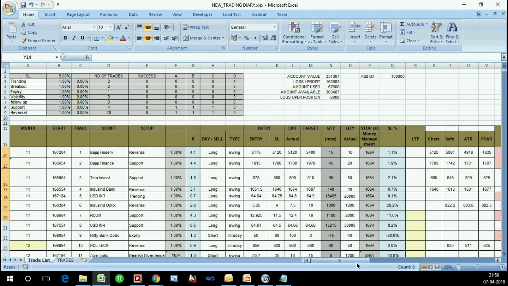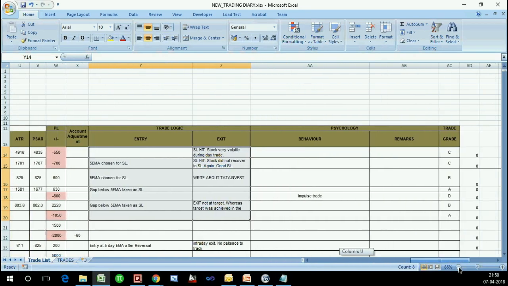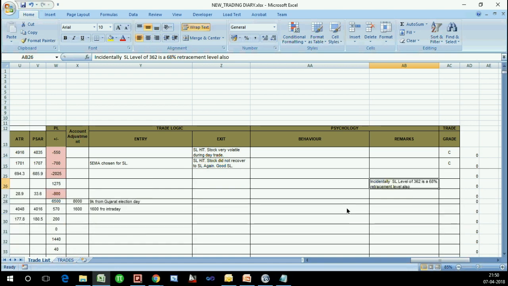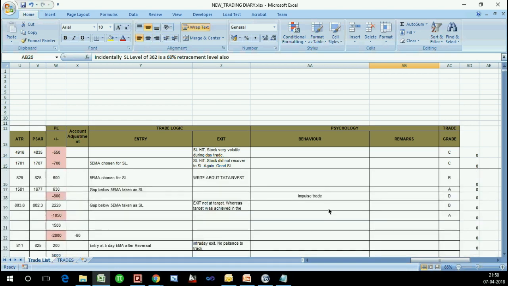If you see the Excel here, I was trying to manage myself. There was an impulsive trade. I saw a trade. I was so stupid that I entered it. So I had written it as impulsive trade, and I gave a grade D to myself. Then some behavior, okay, more is not documented, but something on entry and exit is documented.